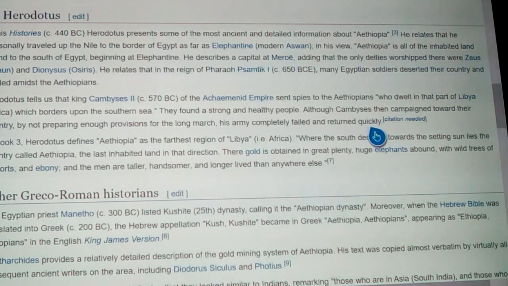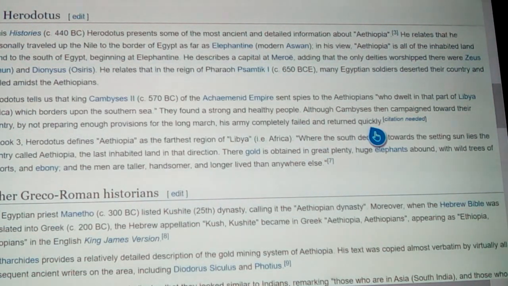Herodotus tells us that King Cambyses, in about 570 BC of the Achaemenid Empire, sent spies to the Ethiopians who dwelt in that part of Libya, which borders upon the southern sea. They found a strong and healthy people, although Cambyses then campaigned toward their country. By not preparing enough provisions for the long march, his army completely failed and returned back quickly. But at the same time, there was the suntan people there in the Horn area.